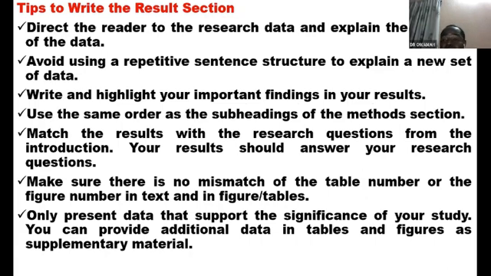Now, tips to write the result section. I'm approaching the last slides. Tips to write the result section: direct the reader to the research data and explain the meaning of the data. So once you present the data in a result format, you explain the meaning. Avoid using repetitive sentence structure to explain new sets of data. You know, some people, every time they are starting, for instance, 4.1 physicochemical parameter, you start with table 3.1 shows the physicochemical parameter obtained. We go to biological parameter. Table 4 shows the biological parameter. You don't start all your subheadings with the same sentence. It will look very repetitive.